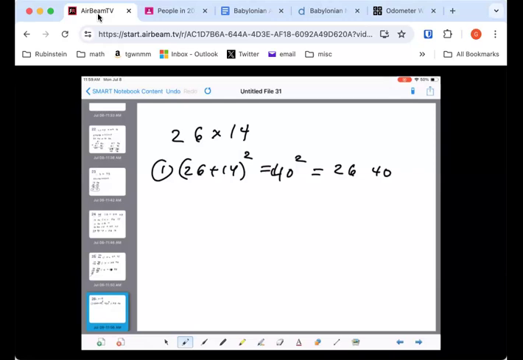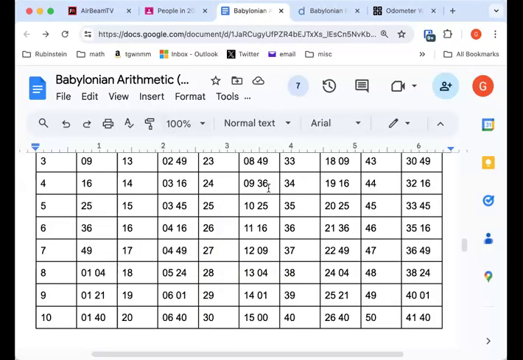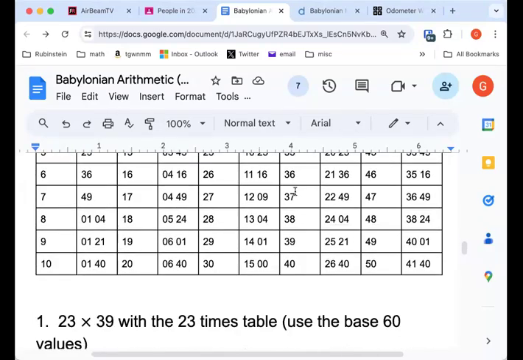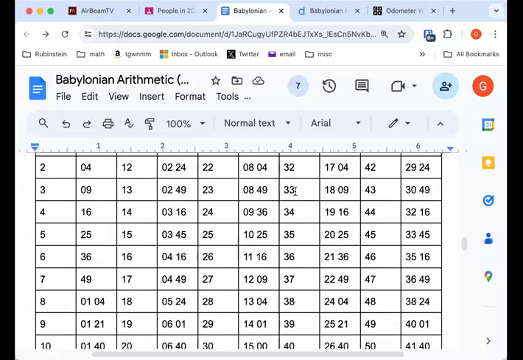Step 2: take the bigger number minus the smaller number, square that, and look it up on the table of squares. 12 squared is 144, but in their world, 12 squared is, wait, is it not on the chart? No, there it is. 0224.